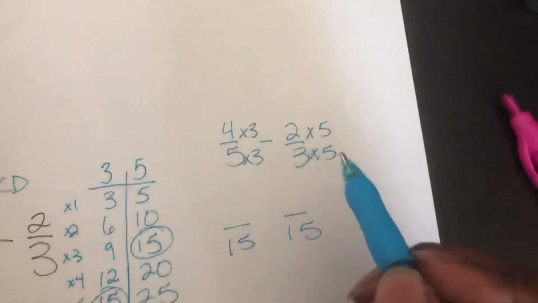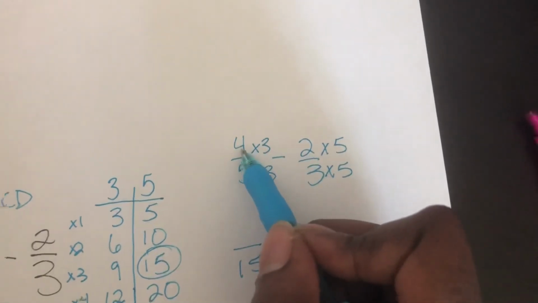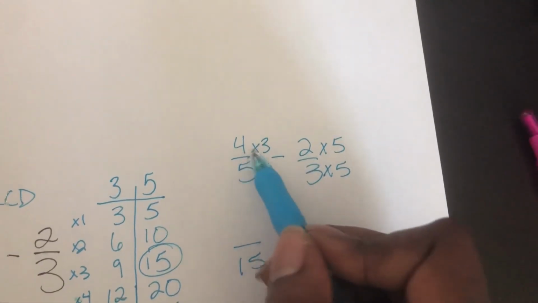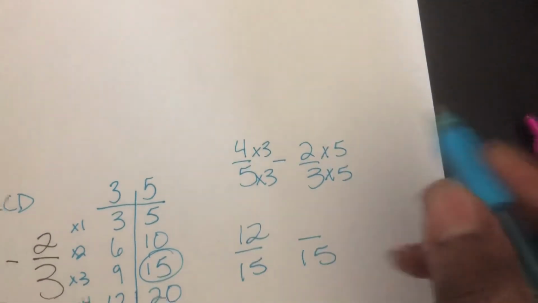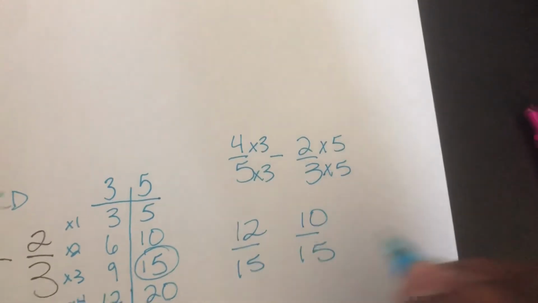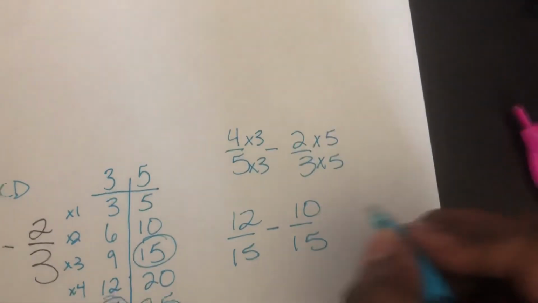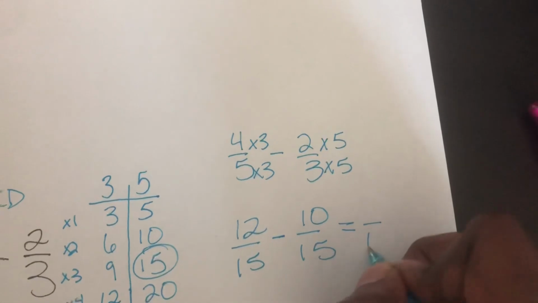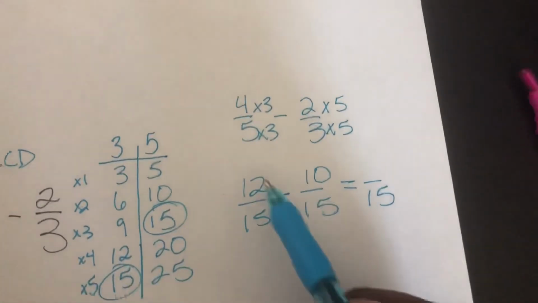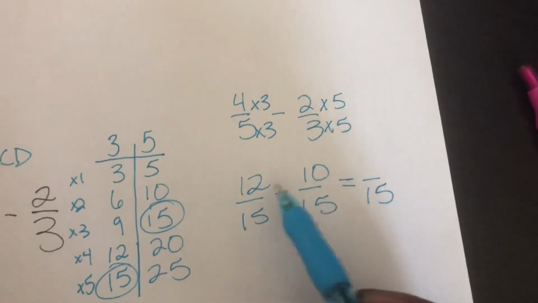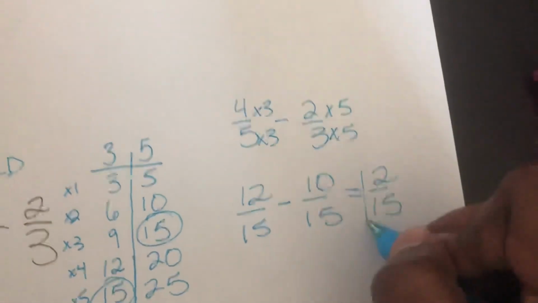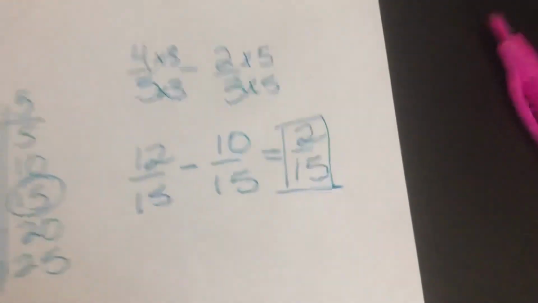All right, after that, we just go ahead and multiply our numerators out. So 4 times 3 is 12, 2 times 5 is 10, and then just drop down the subtraction sign. Now we're able to subtract. All right, so then 12 minus 10 just gives us 2. 2/15, that is it.